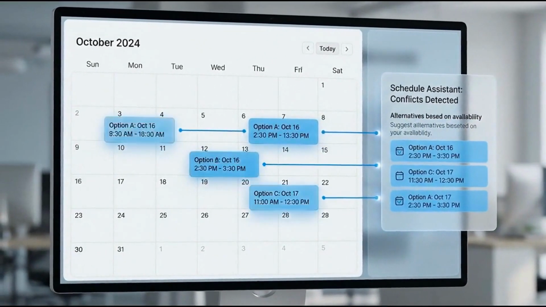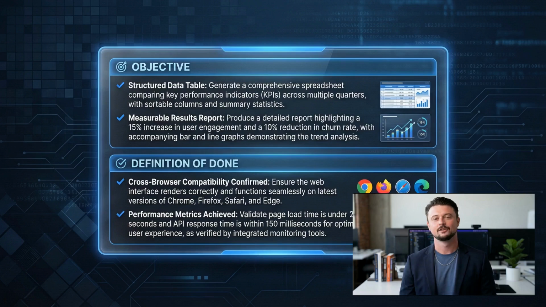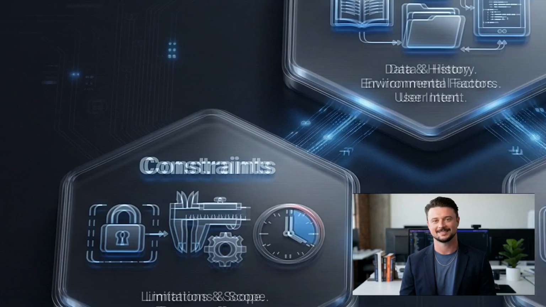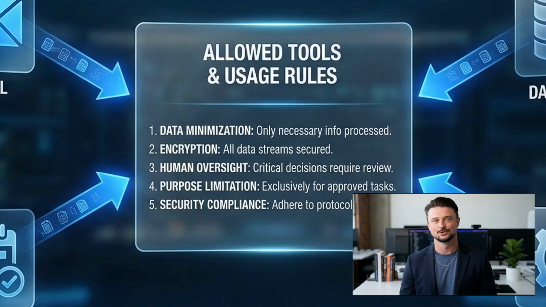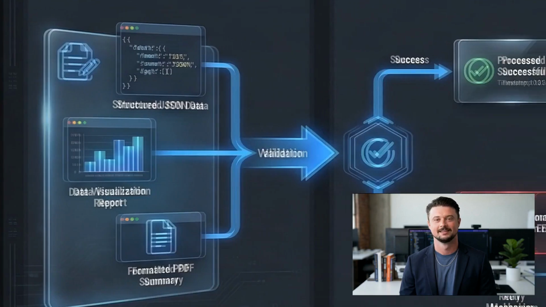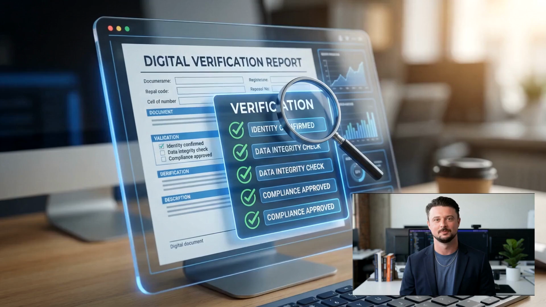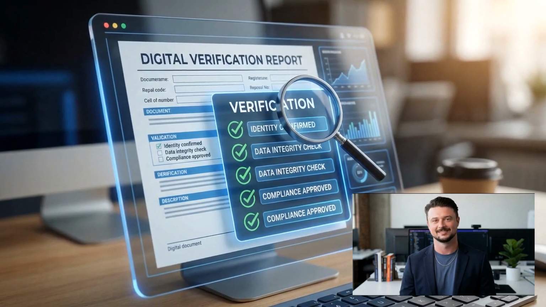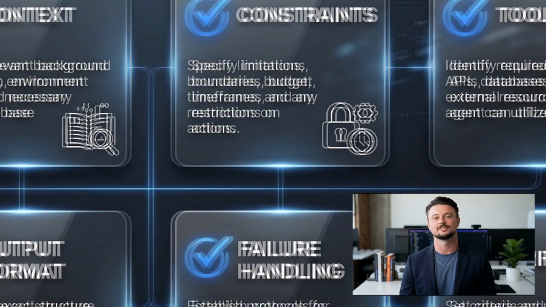if scheduling conflicts arise. Here's your quality gate before deploying any agent. Every production-ready agentic prompt should include a clear objective with definition of done, stated context and assumptions, constraints and safety rules, allowed tools with explicit usage rules, a step-by-step plan requirement, a structured output format, failure handling and an escalation path, and a verification step before final delivery. 8 items. Every one of them earns its place.